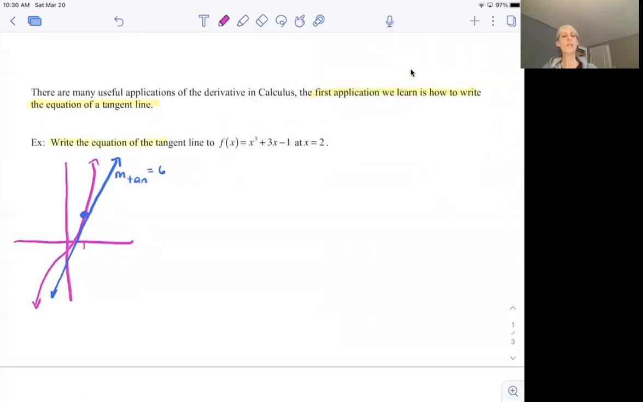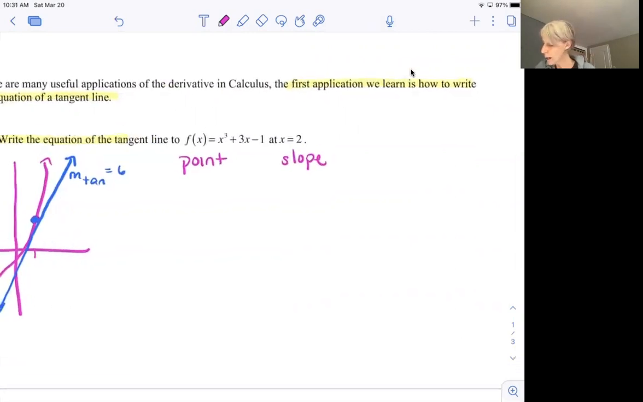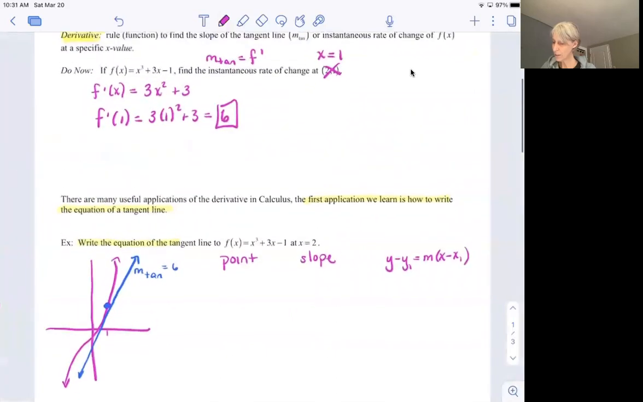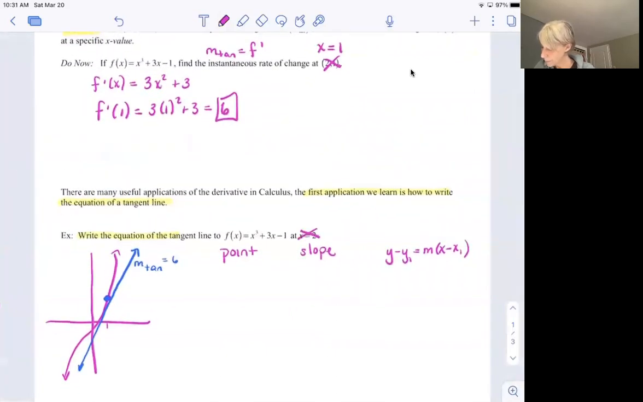Now let's think back to earlier in the year. What do we need to write an equation of a line? We need the point, we need the slope, and we need to plug it into our point slope formula. This is why I was so adamant about you guys getting used to using this method. Some of you still kind of are trying to avoid it, but right now we're going to have to use this. So write the equation of the tangent line at x equals 1. Again, we're going to carry down our x equals 1. We're just going to reuse this information.